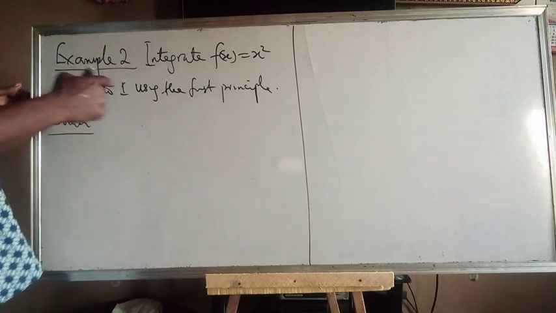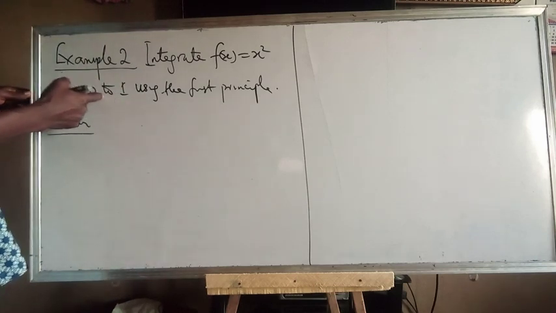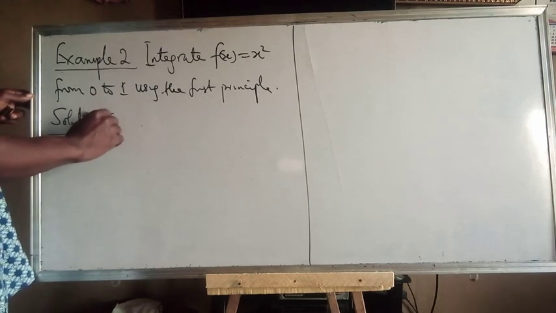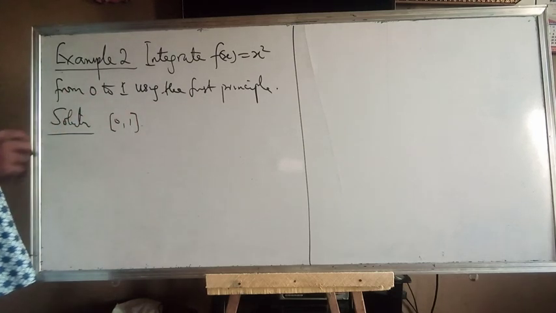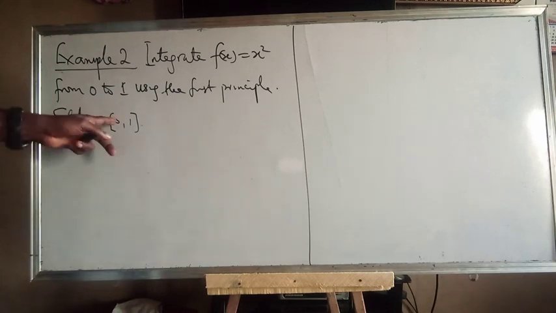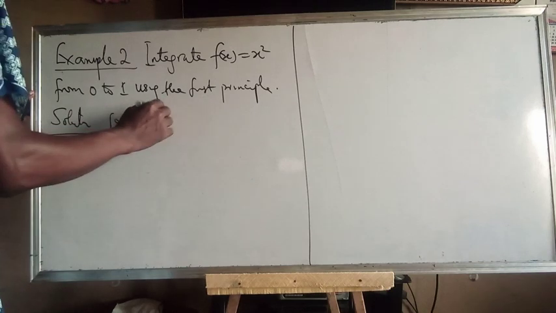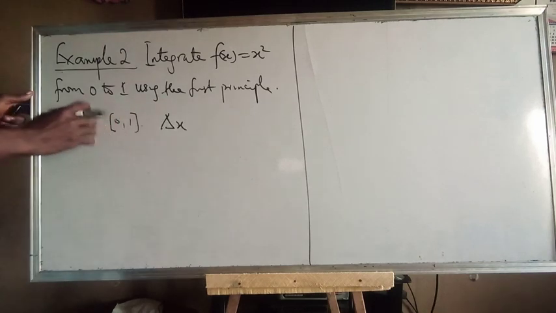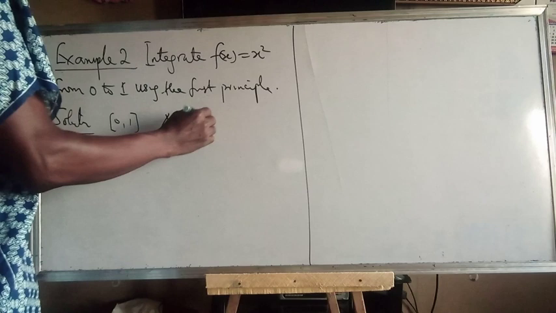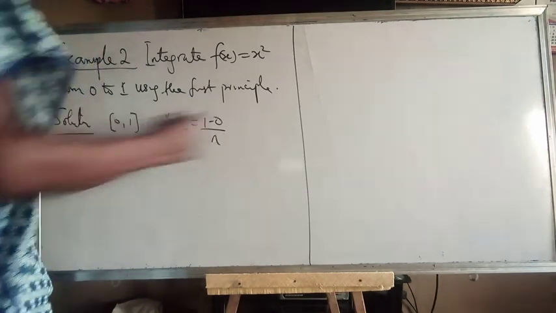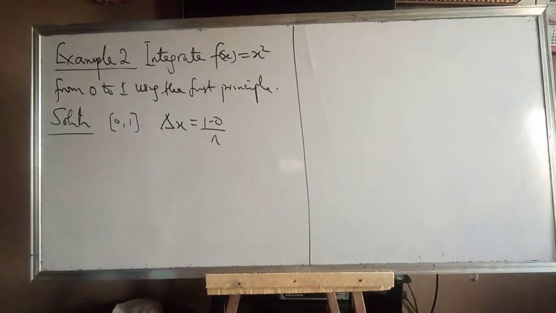Now, the interval of our integration is 0 to 1. So we have 0 and 1 as the boundary points. That is, the end points are 0 and 1. So in this case, the change in x is going to be 1 minus 0 all over n, because we are partitioning it into n equal parts.